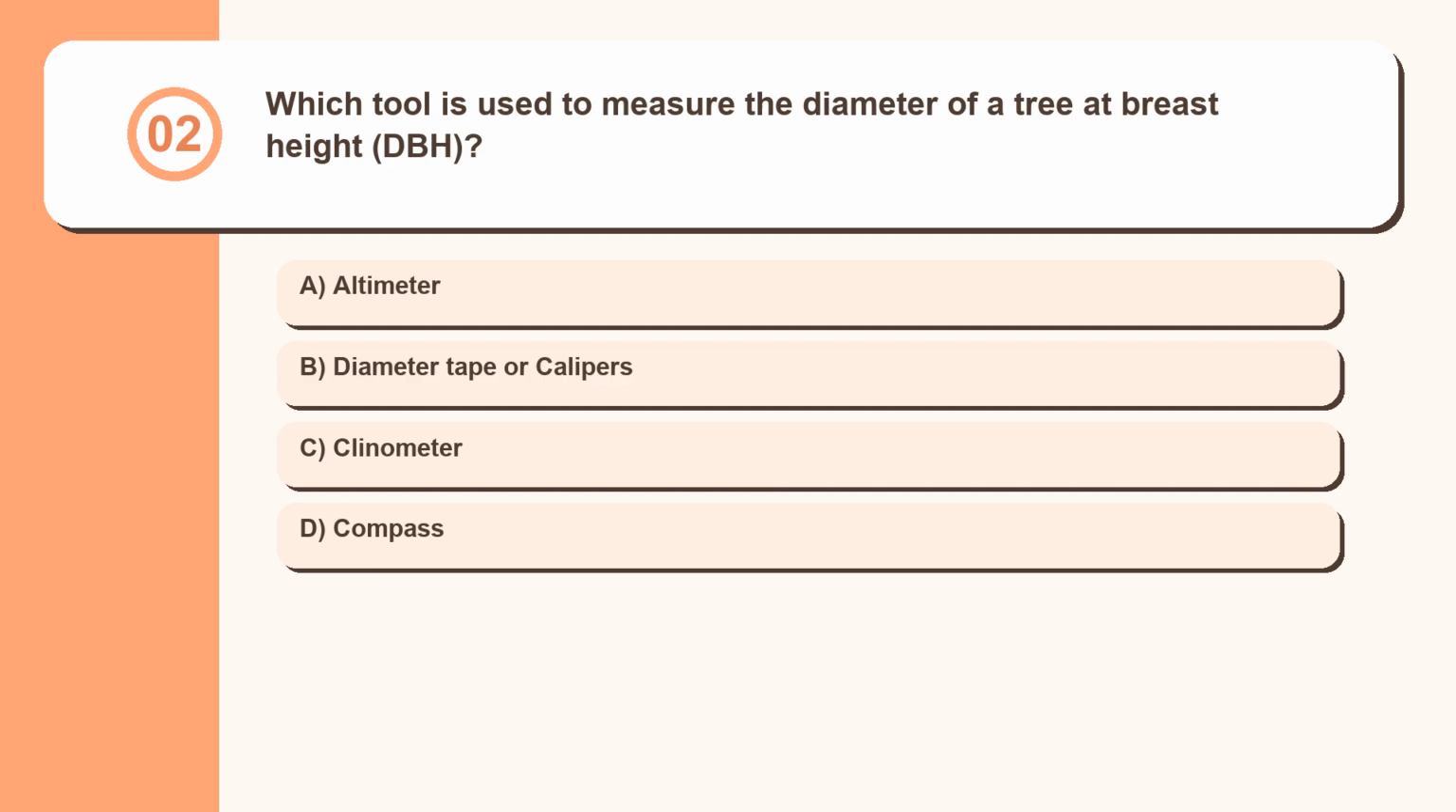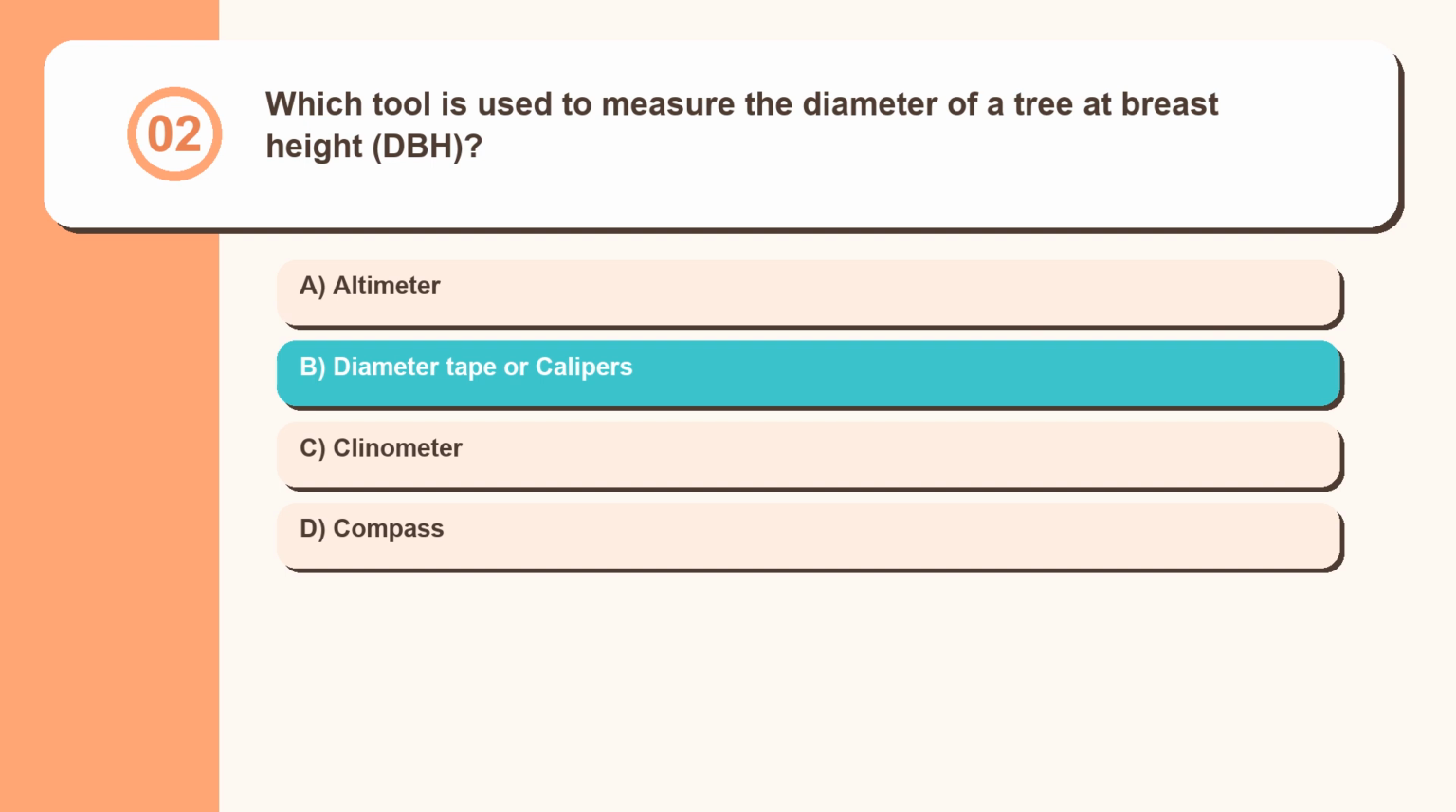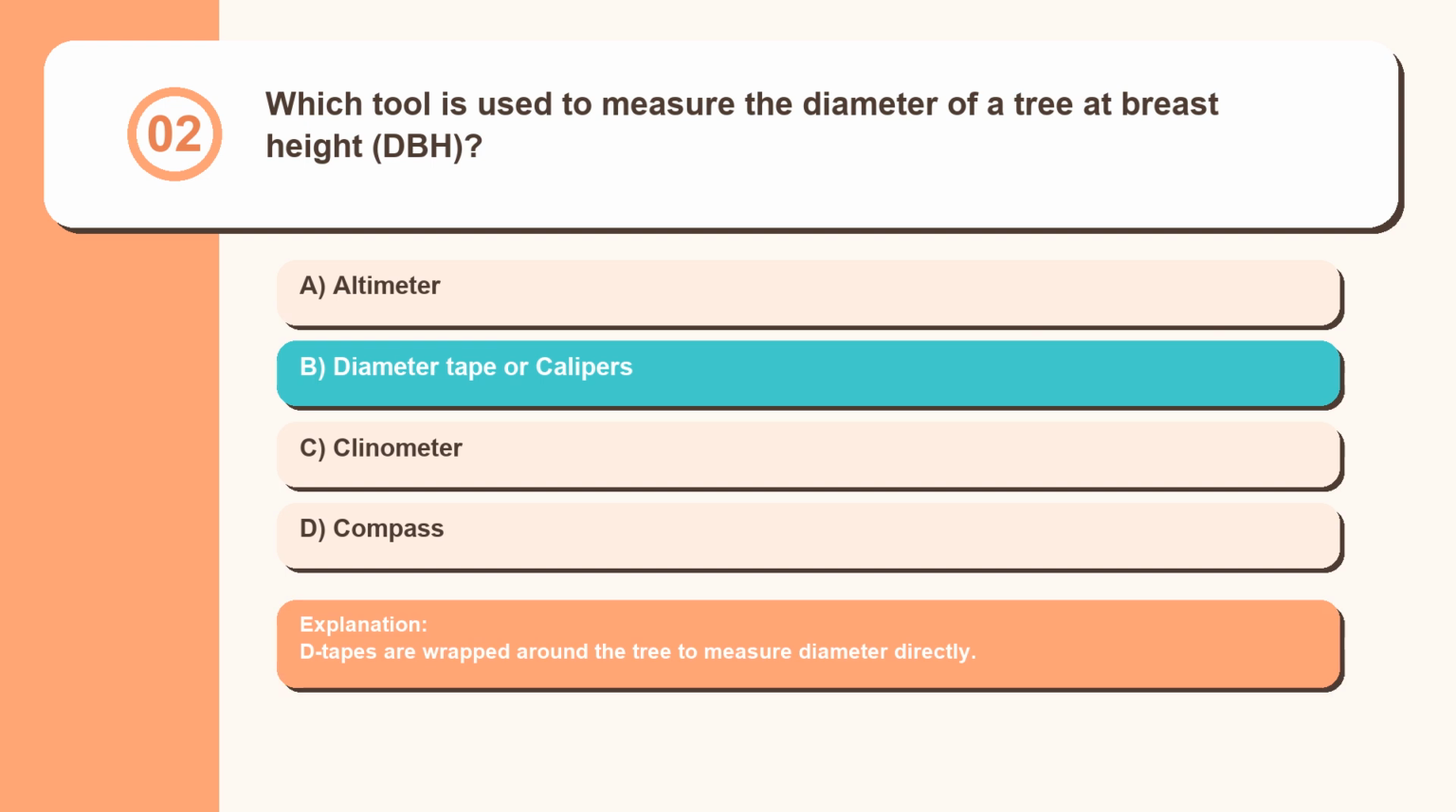Question 2. Which tool is used to measure the diameter of a tree at breast height, DBH? Altimeter, diameter tape or calipers, clinometer, compass. D-tapes are wrapped around the tree to measure diameter directly.